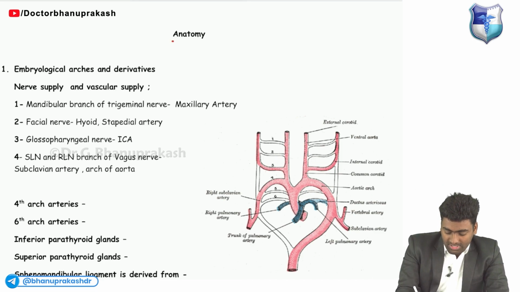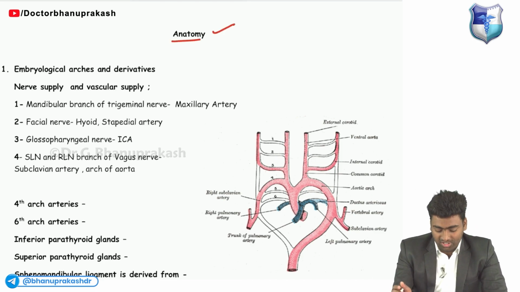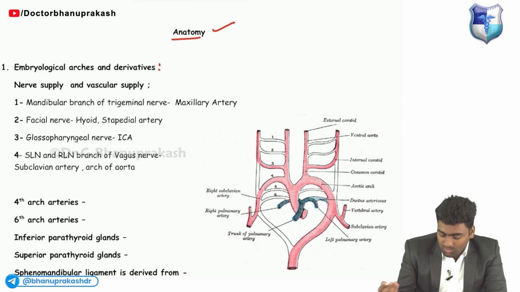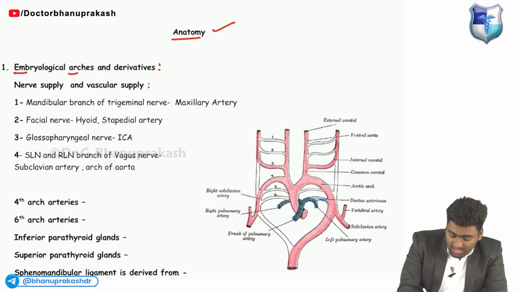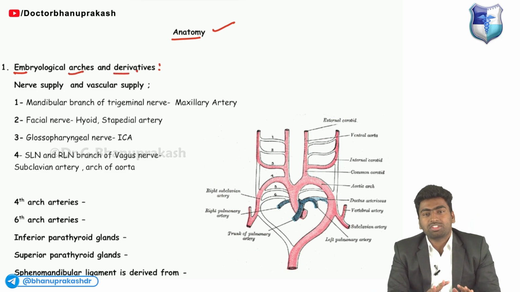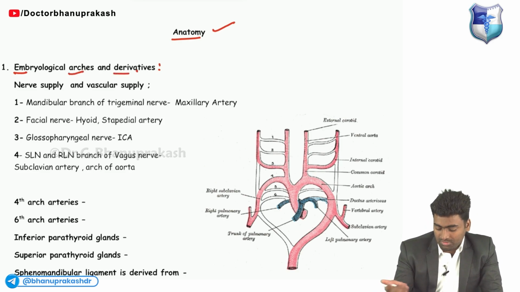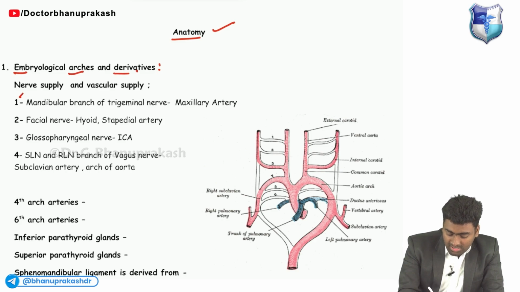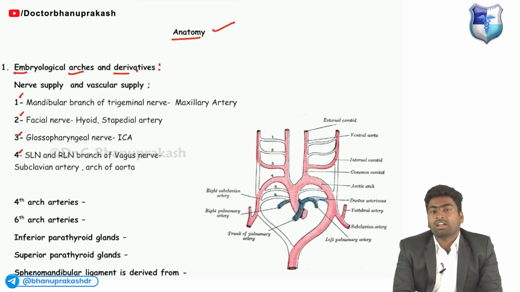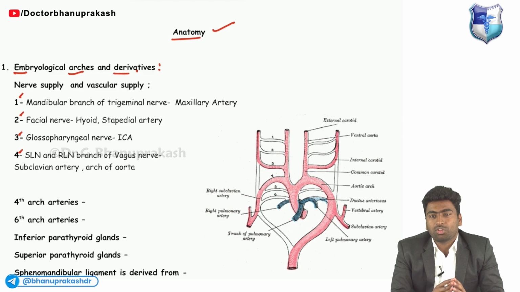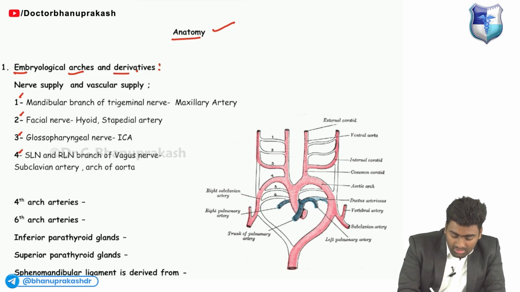Fine. The first subject I'm going to take is anatomy. We'll move on to the first part. First one, what they have started asking about is embryological arches and derivatives. We know there are the first pharyngeal arch, second, third and fourth. We know the fifth one will regress, and for the sixth one there will be formation of a few contents only, but we mainly rely on the first, second, third and fourth.